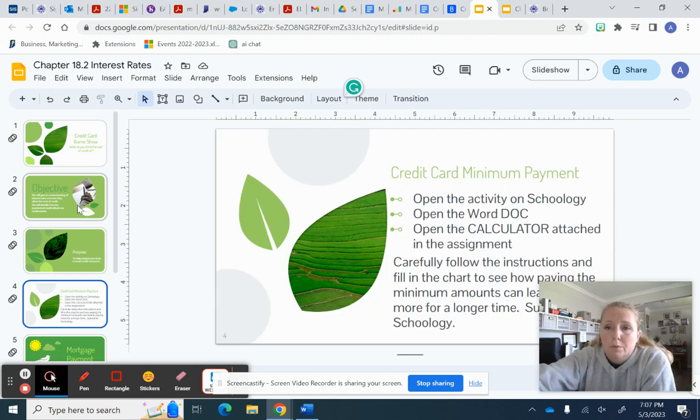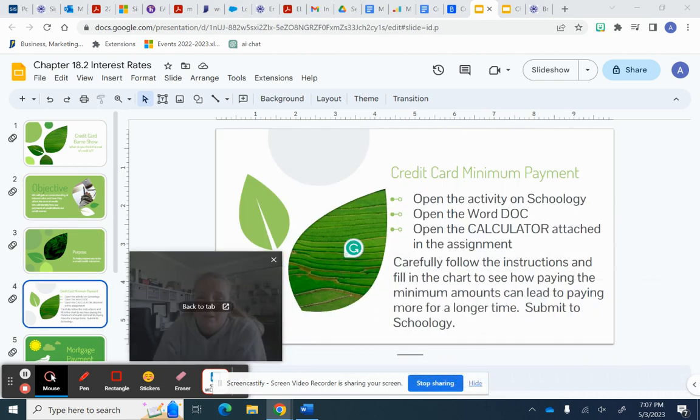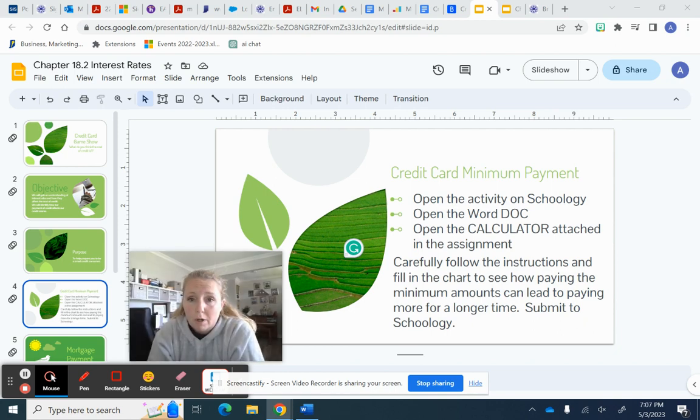On Schoology, there's going to be a Word document, and I'm going to show you that document in a minute. This is where I need you to please make sure you're paying attention. Today, I'm only going to ask you to do the credit card minimum payment. Tomorrow, you're going to do a mortgage minimum payment, and then take a short little quiz to make sure that you understand the cost of credit.